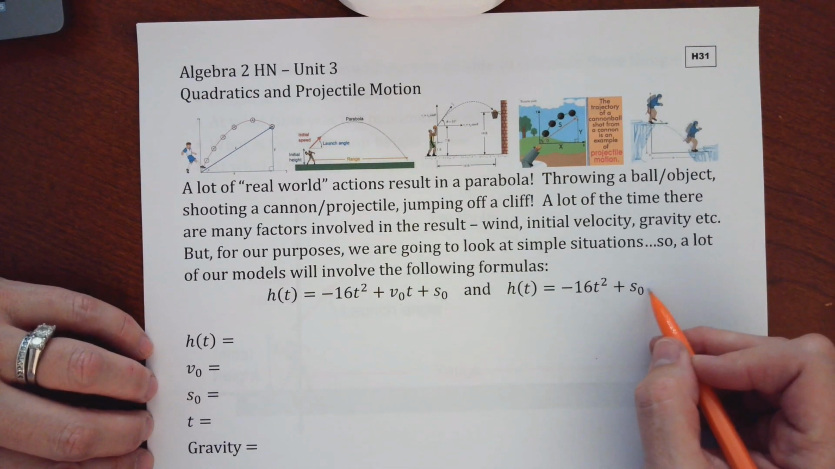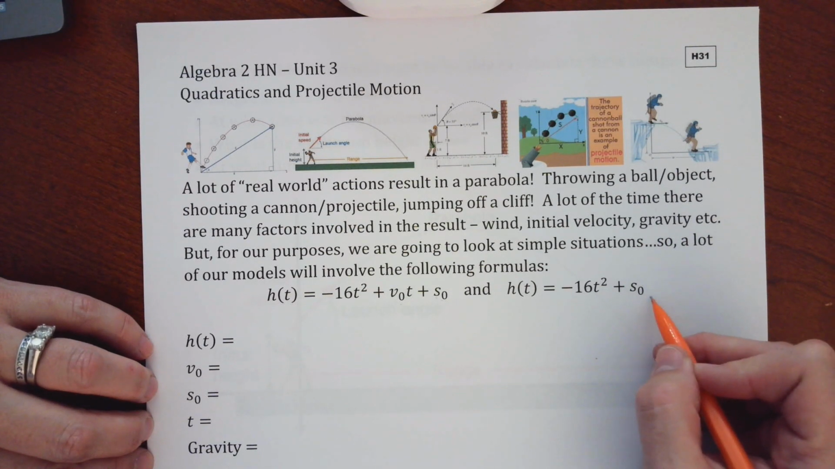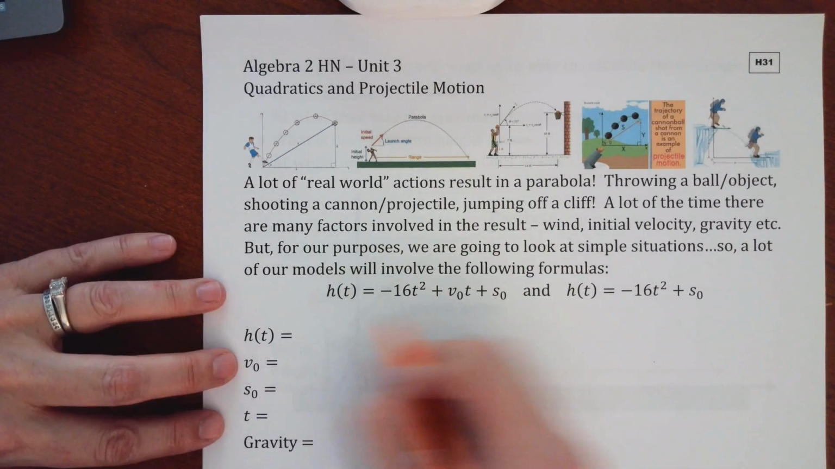Now, your paper has a little T right here. You need to scribble that off. It's not supposed to have a T there. I made a typo. All right, so let's write down what these things mean.